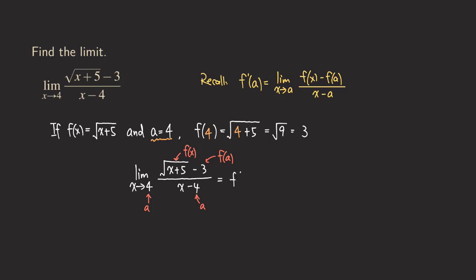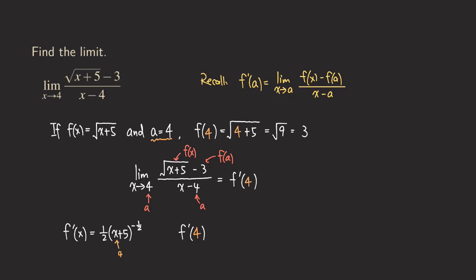So we have f prime of, what is that? That is 4, because a is 4. And so we have f prime of 4. Now we already know what f is, and all we need to do now is to find f prime and then plug in the 4. So f prime of x: we take the derivative, so we are going to get 1/2 times x plus 5 raised to the negative 1/2. And then what really happens next is that we plug the 4 in there.